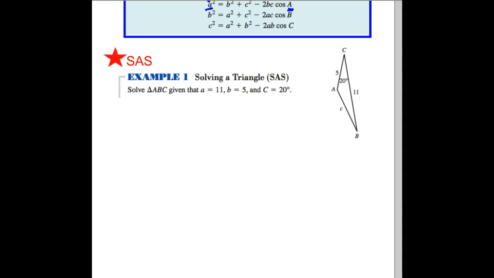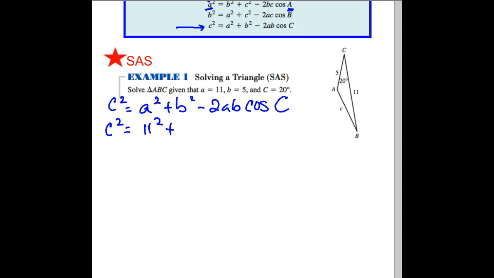All right, so we're looking at the bottom version here. C squared equals A squared plus B squared minus 2AB times the cosine of angle C. Okay, plugging our numbers in. A is 11, so we have 11 squared. B is 5, so 5 squared minus 2 times 11 times 5 times the cosine of 20 degrees.